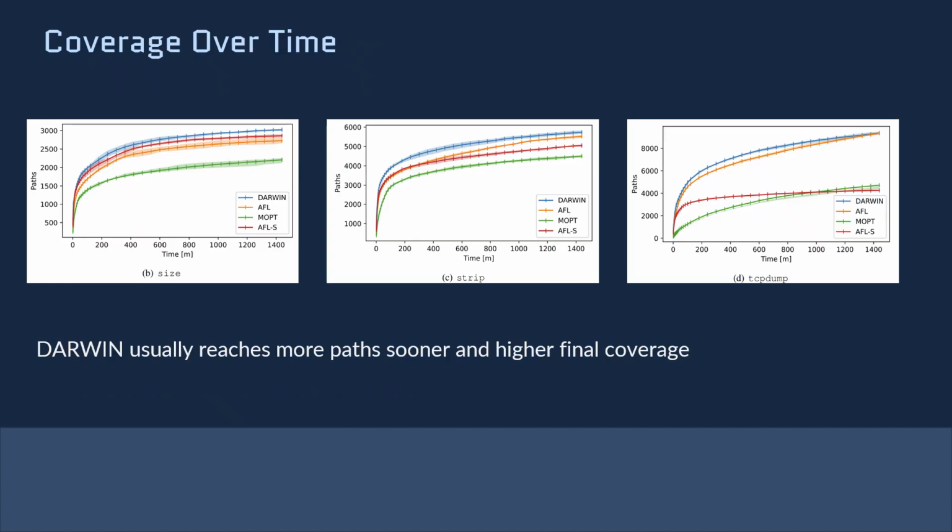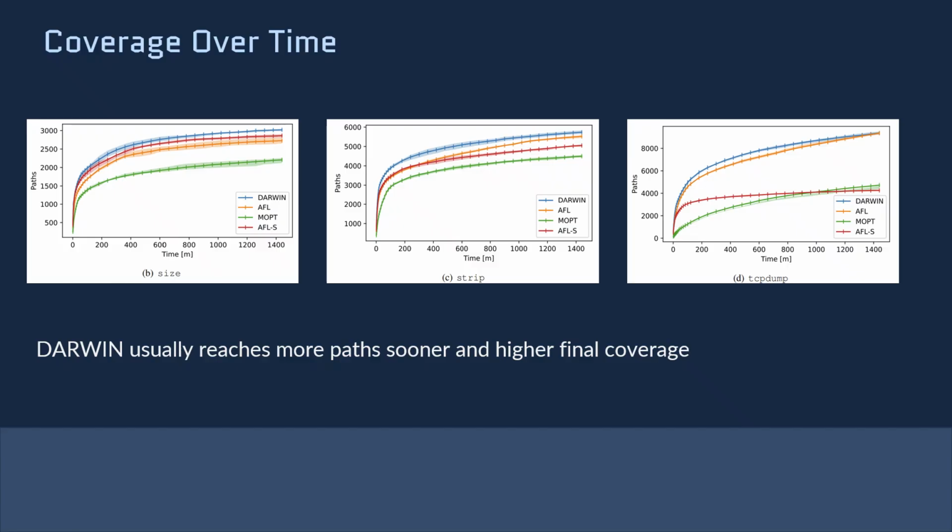Now we can look at the main performance evidence, which is coverage over time, measured as how many unique paths a fuzzer can find in a certain amount of time. So each plot shows time on the x-axis and paths on the y-axis, and it compares Darwin to other fuzzer baselines like AFL and different scheduling approaches.